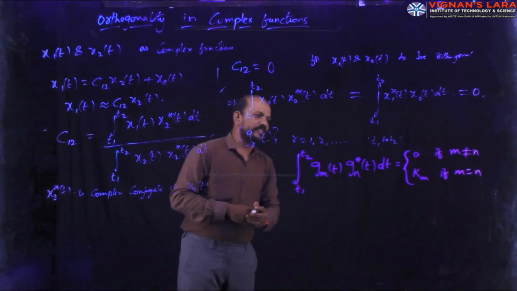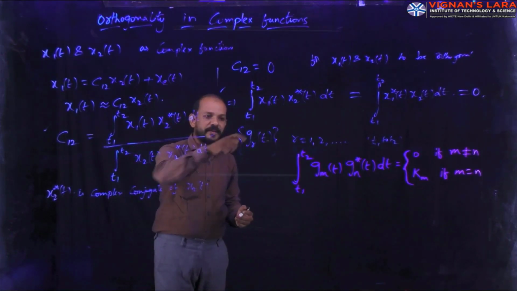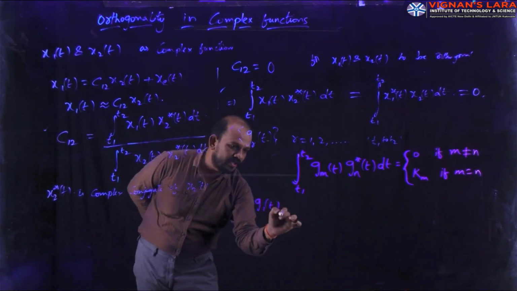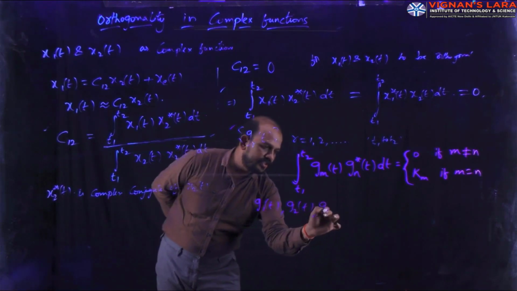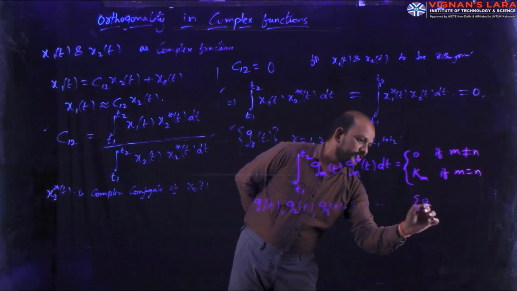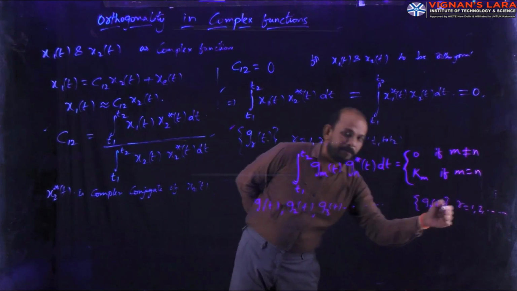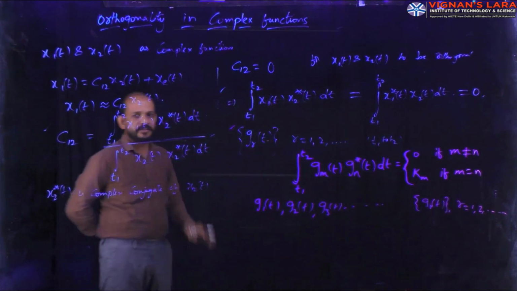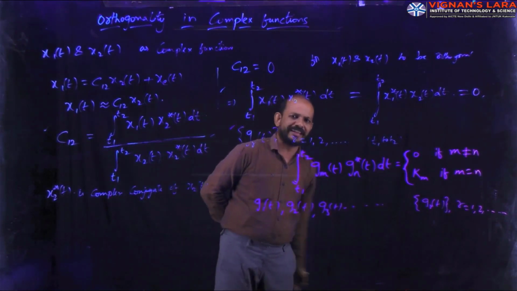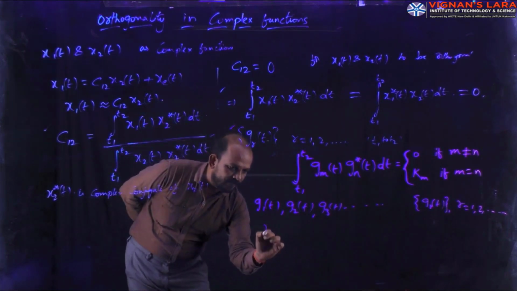If the set is a complete set, let us consider this is a complete set, that is g1 of t, g2 of t, g3 of t, and so on. If this set gr of t, r equal to 1, 2, and so on, is a complete set, then I can represent any function or any signal using these complex orthogonal functions. Let us take a signal x of t.